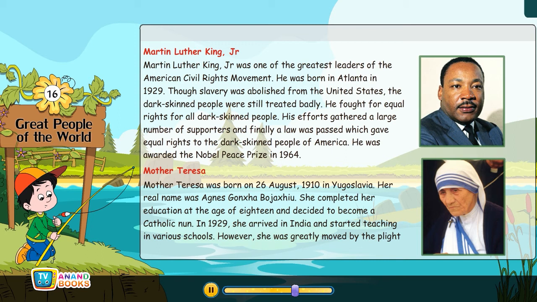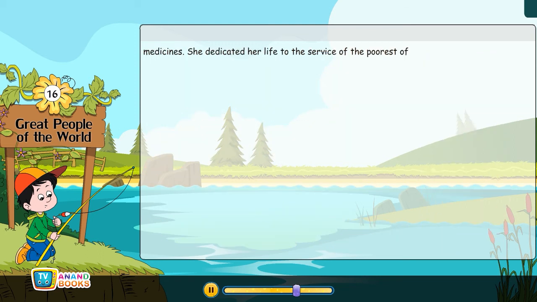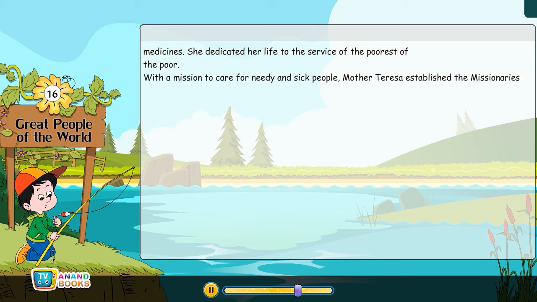However, she was greatly moved by the plight of the poor. She worked for them and gave them food and medicines. She dedicated her life to the service of the poorest of the poor. With a mission to care for needy and sick people, Mother Teresa established the Missionaries of Charity in 1950 in Calcutta, which is now Kolkata.